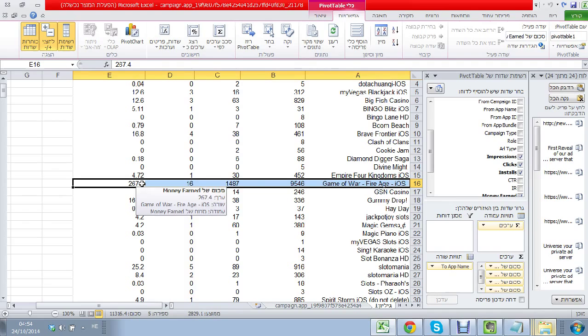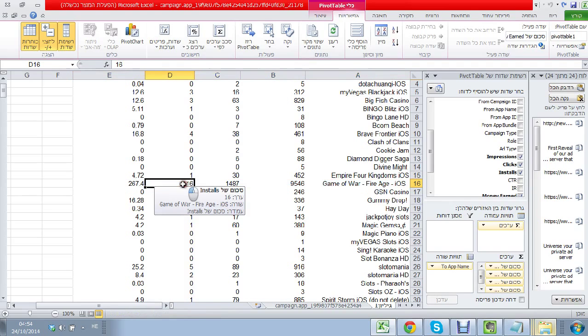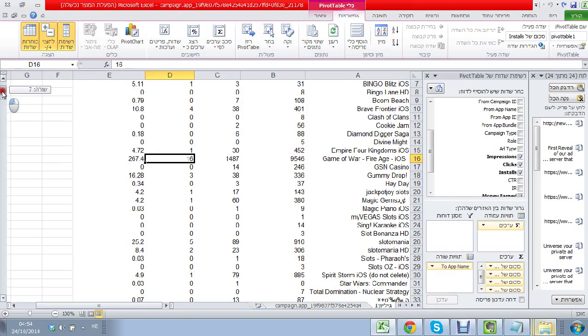If you can see, I don't know if you do the math. Game of War pays you $15, something like that, per install. Okay, again, Game of War pays you $15 per install. If it's not crazy, what is crazy? I don't know what to say. If it's not crazy, what is crazy?